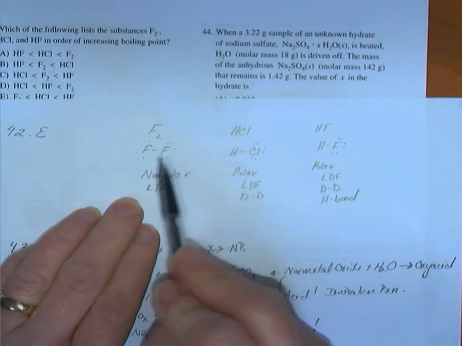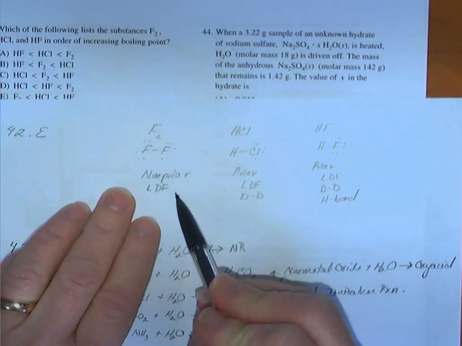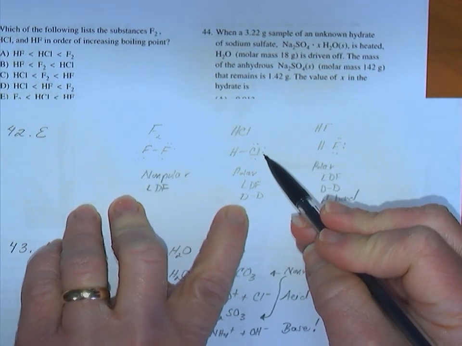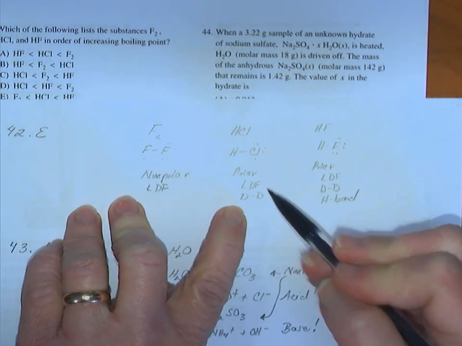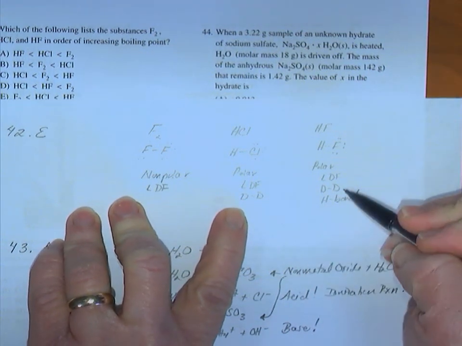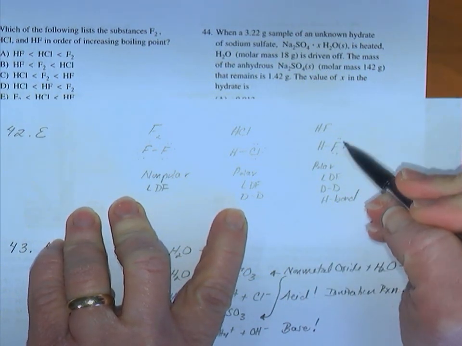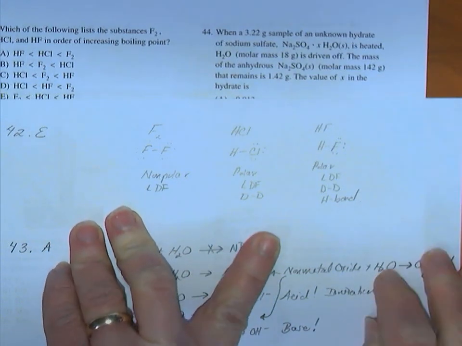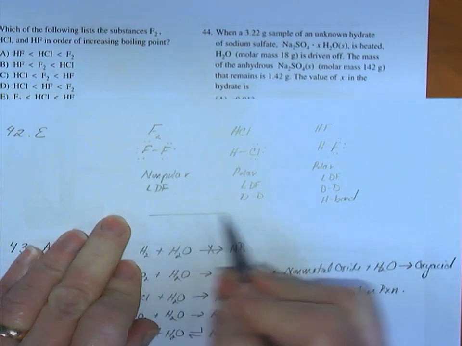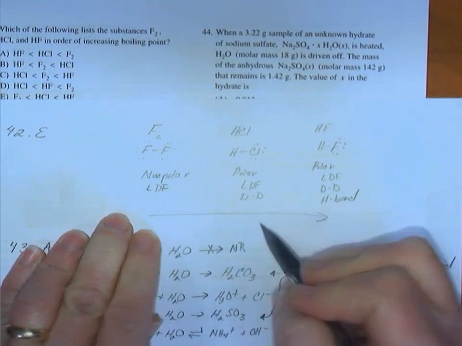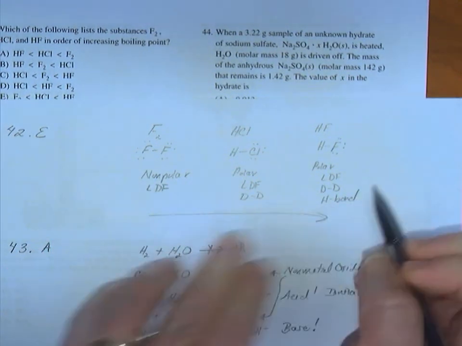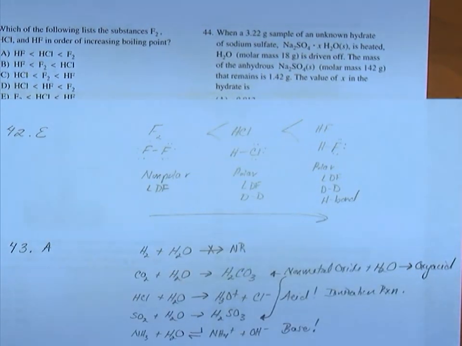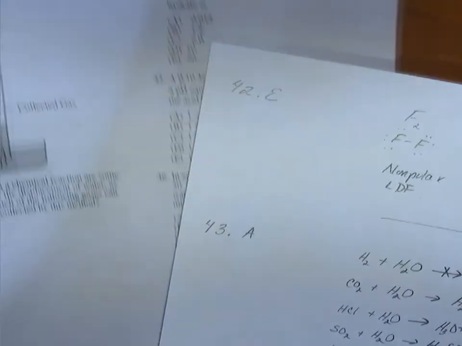F2 would just be single bonded, non-polar, only London dispersion forces holding fluorine samples together. HCl is polar, with LDF and dipole-dipole, but HF also has the formula requirements to have hydrogen bonding. So in order from left to right, these are stronger intermolecular forces, so this will have a greater boiling point than this. All right, and 43.